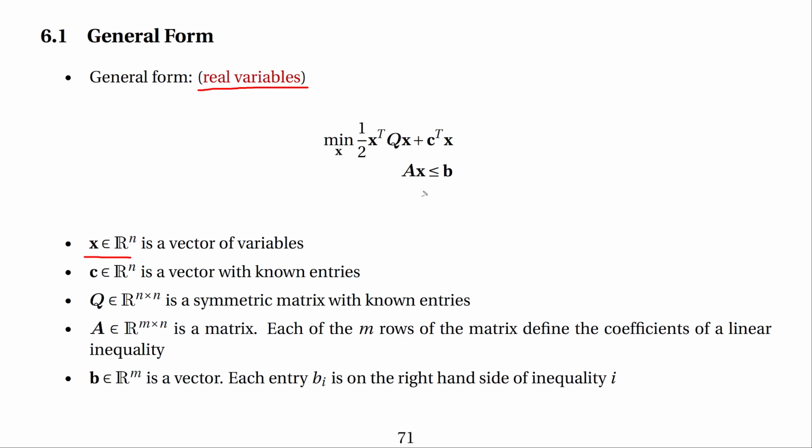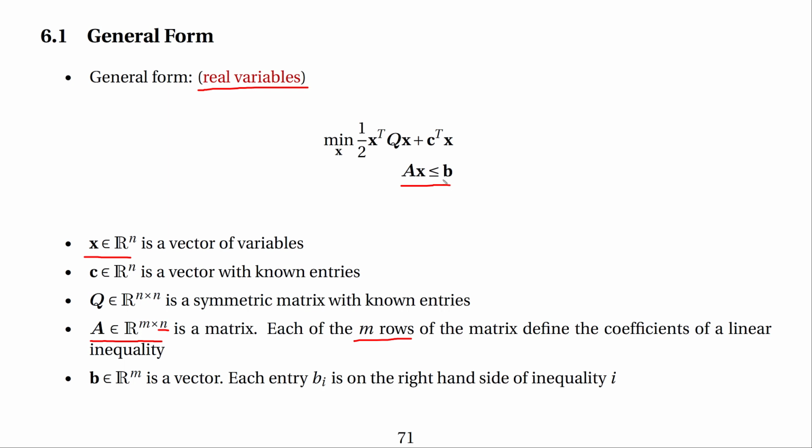What we can observe is that, identical to before, we have a set of m linear inequality constraints. So the constraint functions in quadratic programming are still linear. To define these constraint functions, we have this matrix A that is an element of R^(m×n). That means we have m rows, and each of the m rows of the matrix defines the coefficients of one linear inequality. So again, every row of the matrix defines one linear inequality. And we have n columns of the matrix, and each column corresponds to one dimension of the variable vector x.